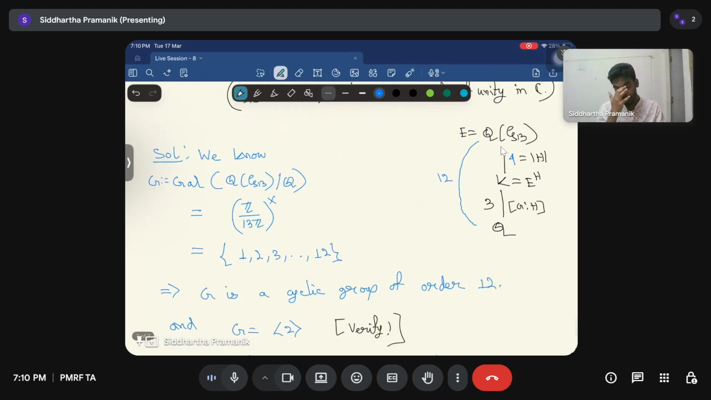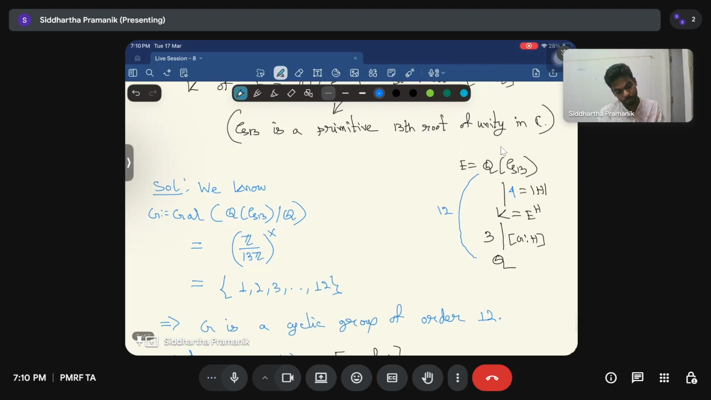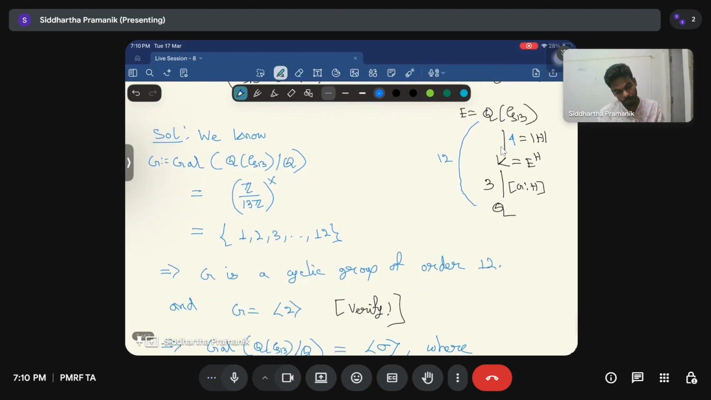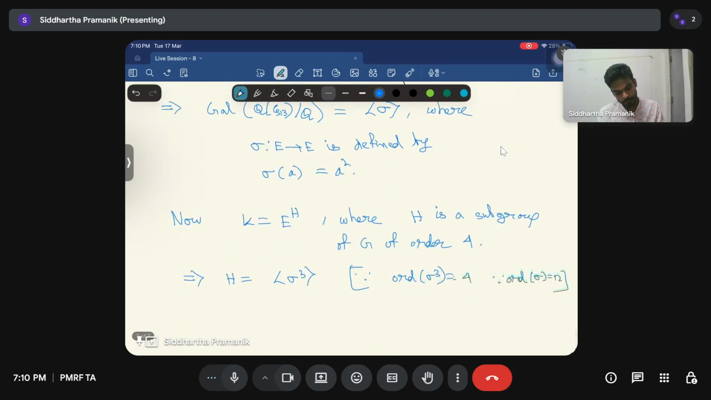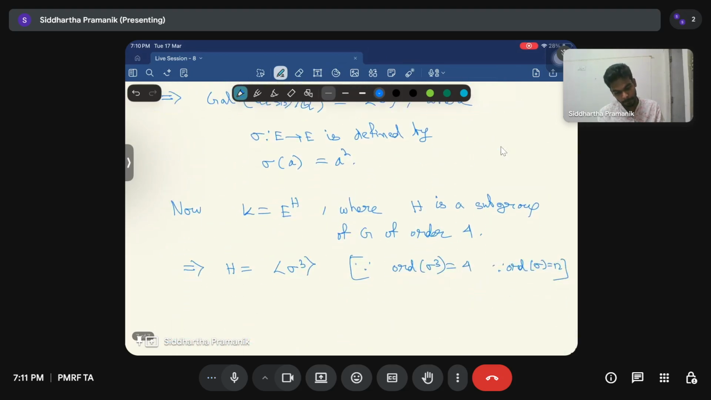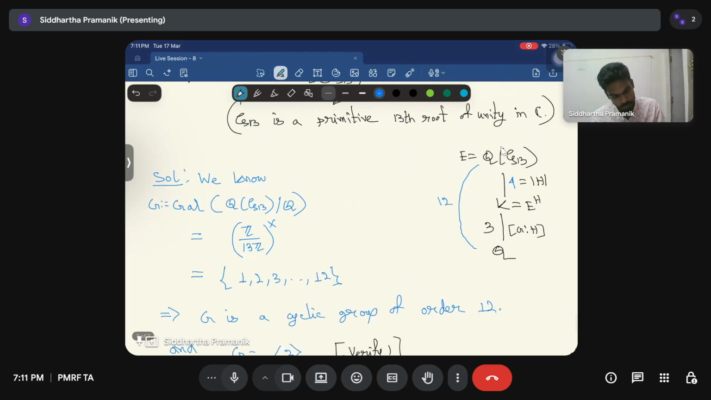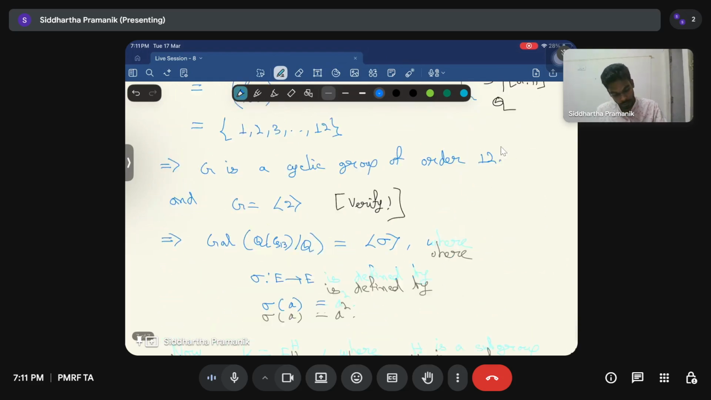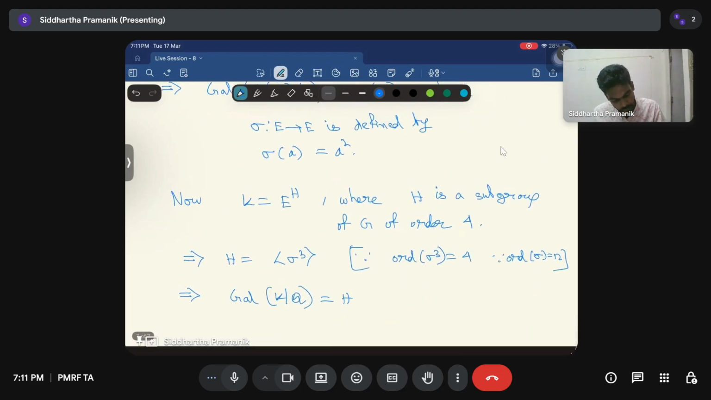So we have the Galois group of K over Q. So this will imply the Galois group of K over Q is H. Is it, or E over K? Okay, sorry. This should be the other way around. E over K.